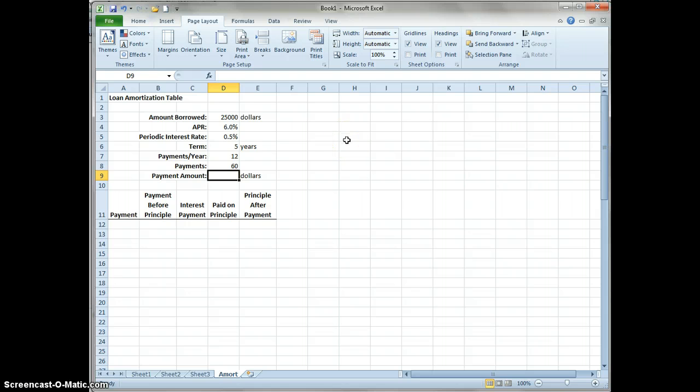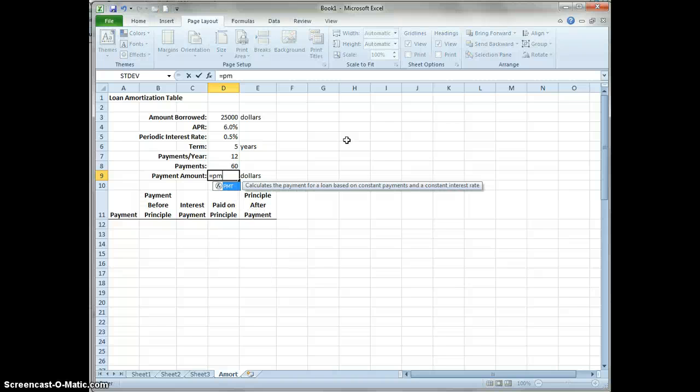To determine the payment amount, we're going to use a built-in function in Excel called the payment function. So equals PMT. Our rate is the periodic interest rate. Nper stands for the total number of periods, which in this case is 60. PV is your principal value, which was $25,000. And in this case, our future value is 0 since we're going to pay off the loan.